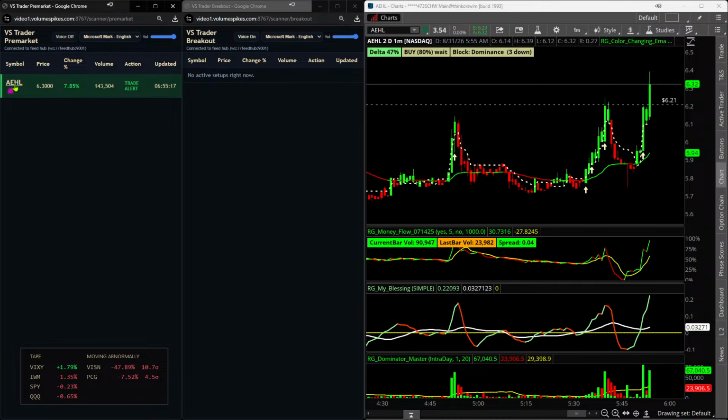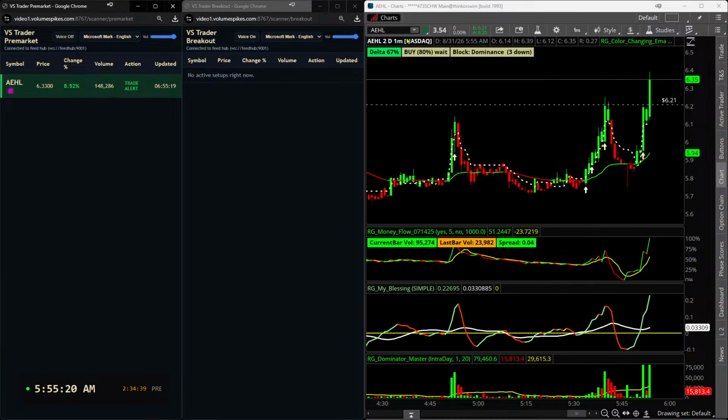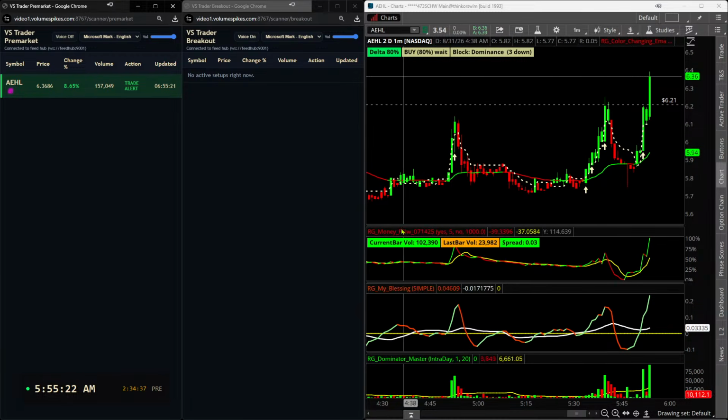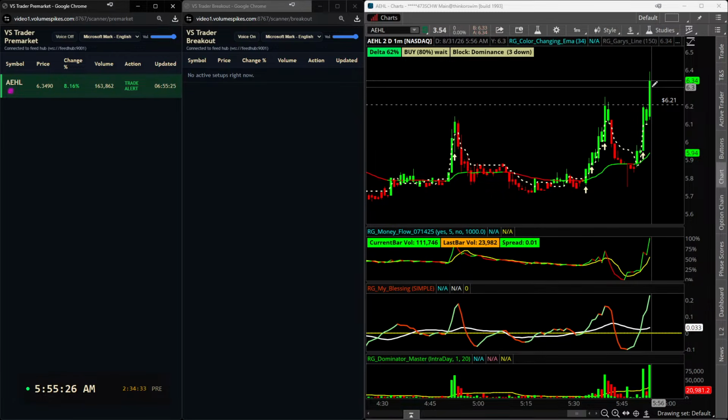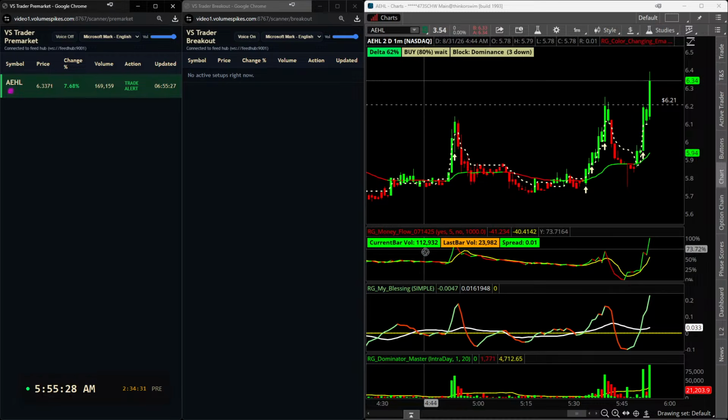AEHL. And each morning we wait for stocks to pop up in these two scans. For instance, we have AEHL here on the chart. The first thing you want to look for is this current bar volume, the volume in the very last candle. We want to make sure there's enough volume so we can get in and get out safely, so this number needs to be flowing as fast as possible.